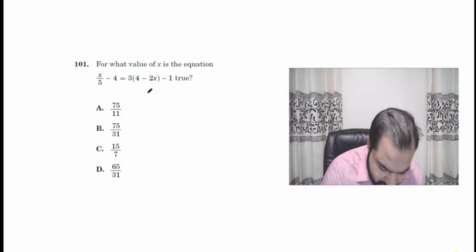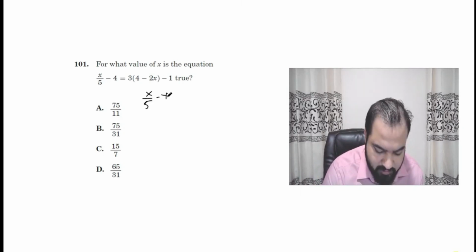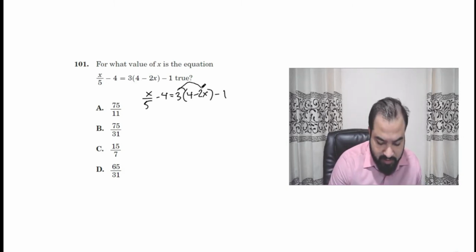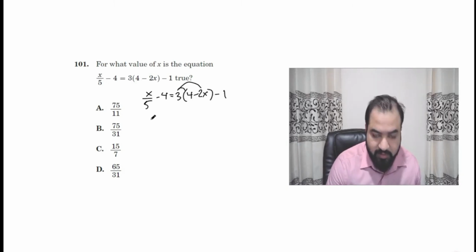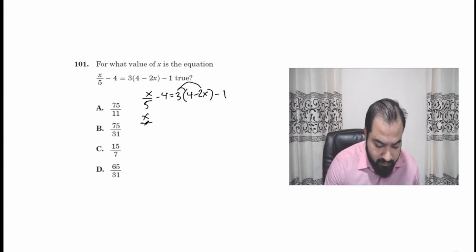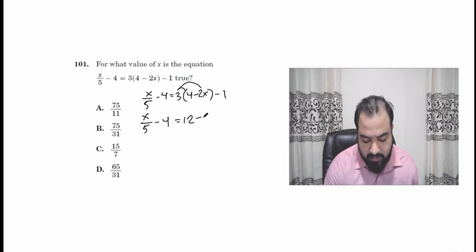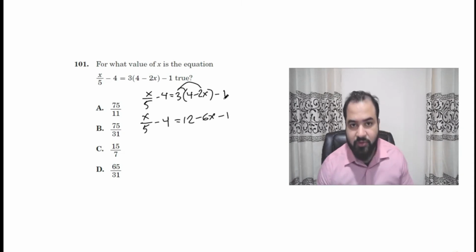Let's rewrite the equation nicely. x over 5 minus 4 is equal to 3 times (4 minus 2x) minus 1. Now first we can distribute, meaning multiply them. So we have x over 5 minus 4 is equal to 3 times 4 is 12, and 3 times negative 2x is negative 6x. Then I have a minus 1, which has nothing to do with the distribution.